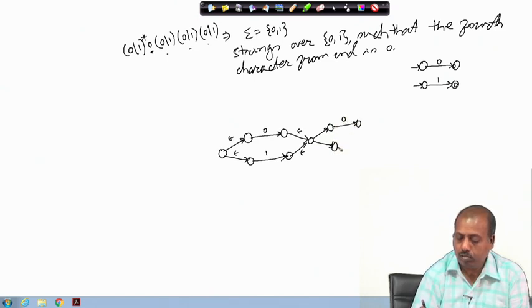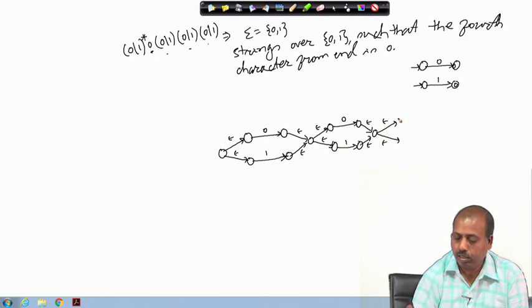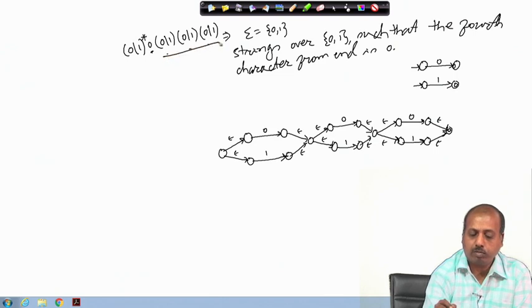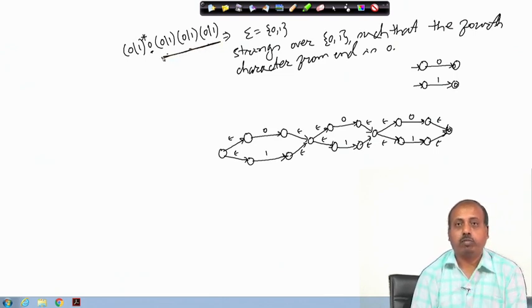So, this is on 0 going here, these are epsilon transitions. Then again from here on epsilon it comes to this state, and then this is the final state. So, this constitutes this part of the regular expression.